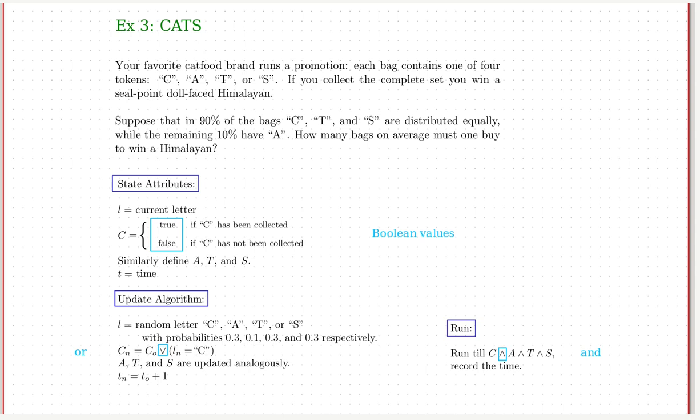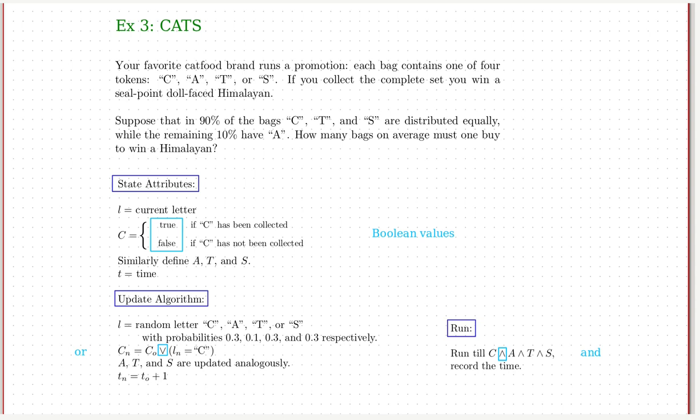Okay. Now, in all of these cases of simulations, there are various ways to do this. I'm going to show you one way to do it, but there are others. So first of all, let's just think for a moment. We want to represent the state after you've just bought a new bag of cat food. What kind of state are you in?